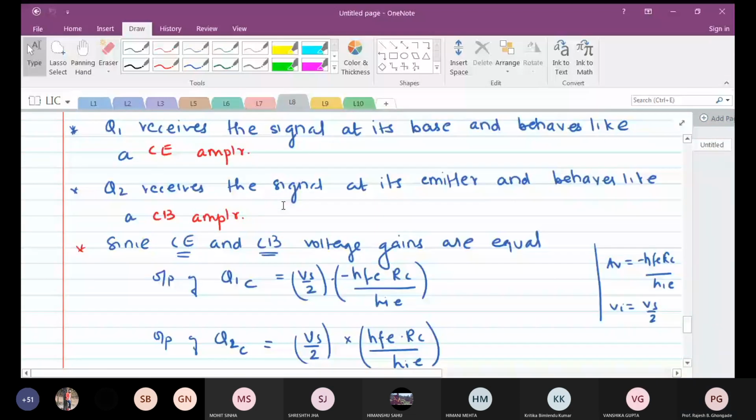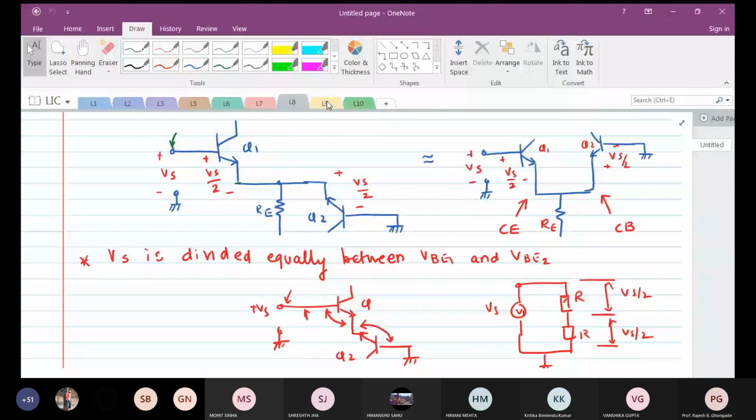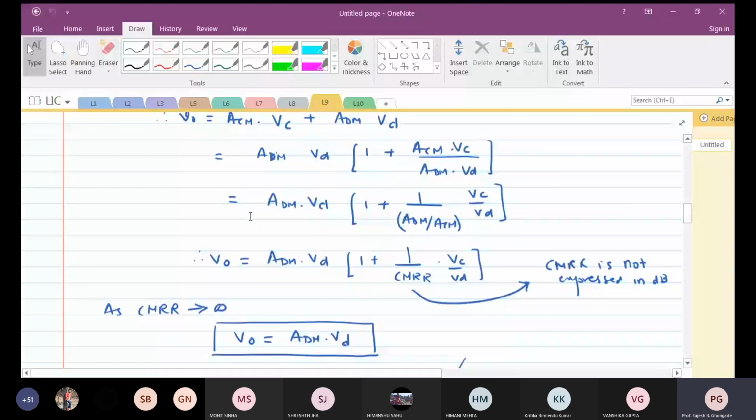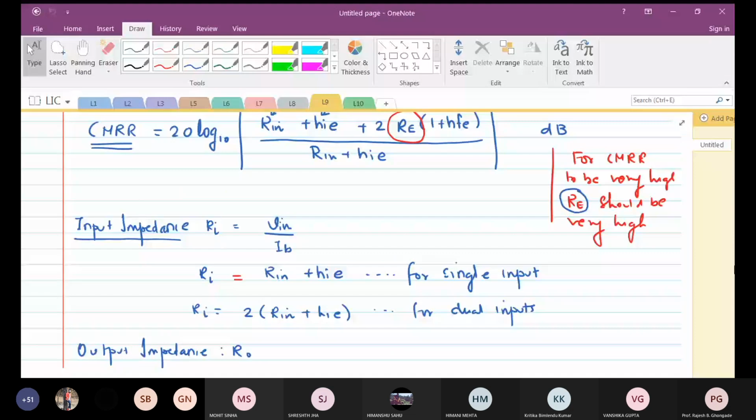I think yesterday we did that, the output impedance, input impedance. Do you see here? Input impedance. This factor, do you see? So it is twice, the input impedance is twice of that of the single stage common emitter amplifier, isn't it?